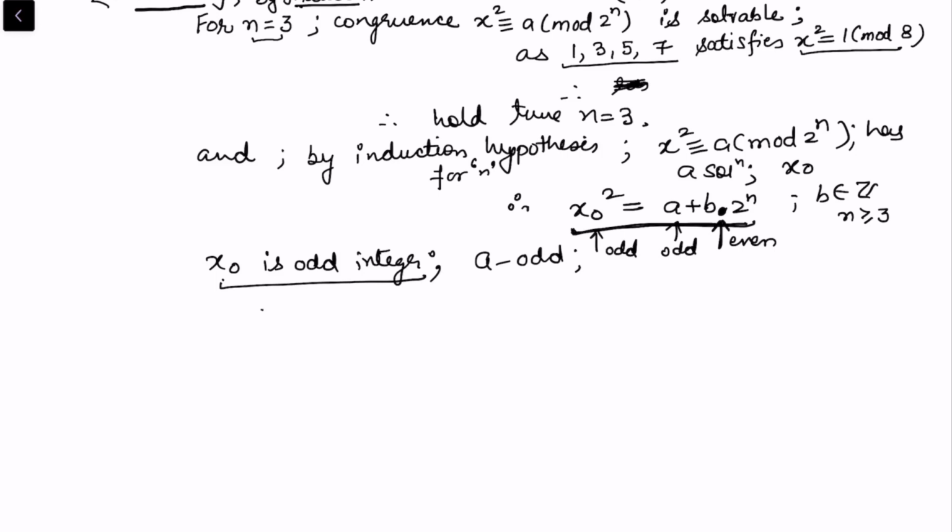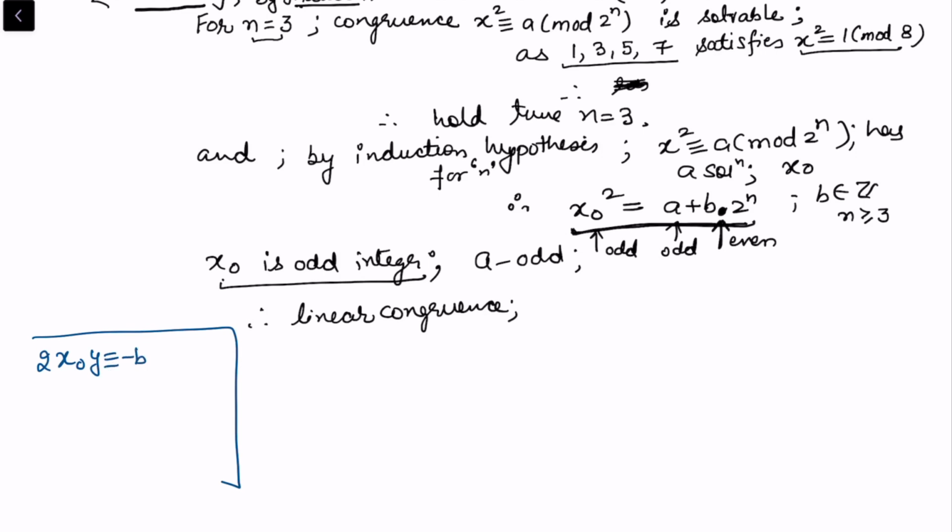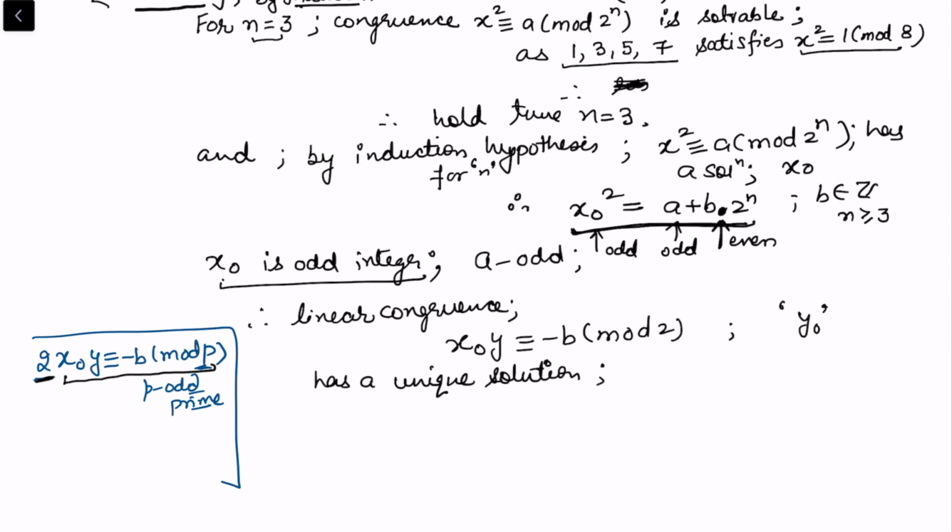So here we can now consider a linear congruence, for which we want to find the result as we have applied in theorem 1. But remember, in that case we considered the linear congruence as 2 times x naught into y congruent to minus b modulo p, where p is an odd prime, and we see that 2 and p have GCD 1. So now in this case we only consider x naught y congruent to minus b modulo p, we do not consider 2 because it is already inside the modulus. This should have a solution, and it has a unique solution again because the GCD of 2 and x naught is equal to 1.